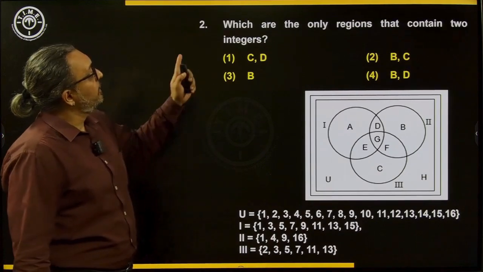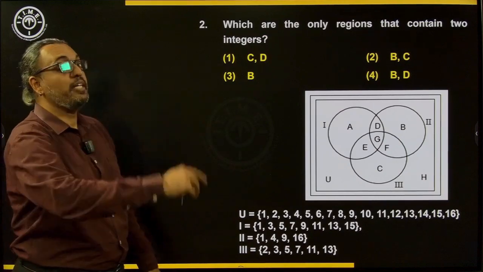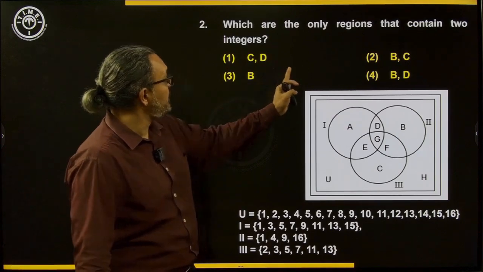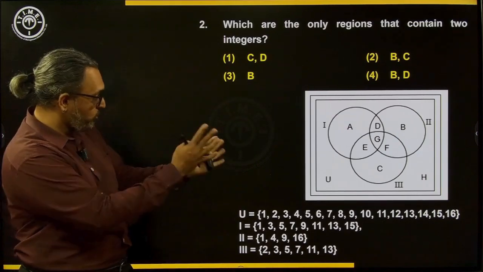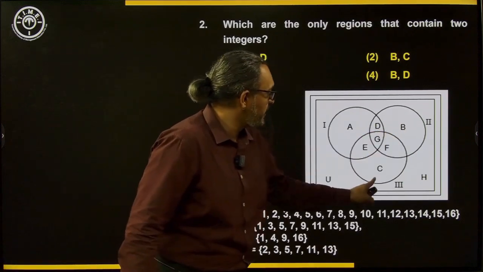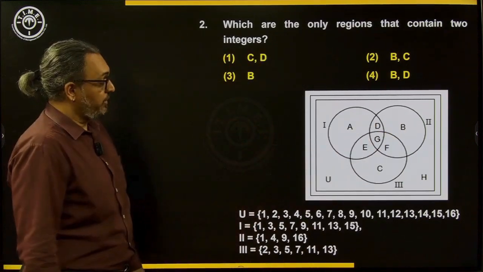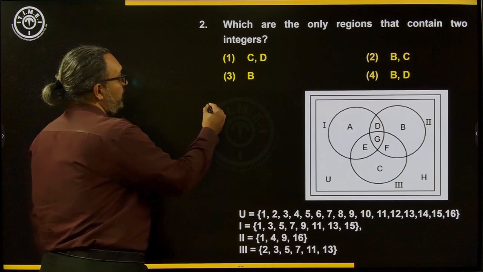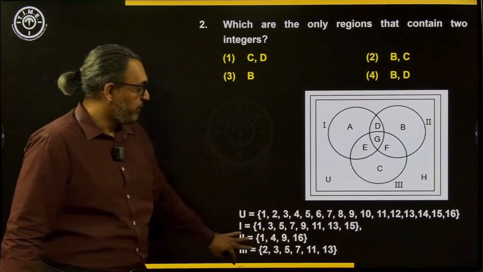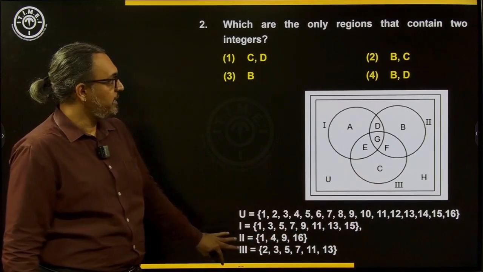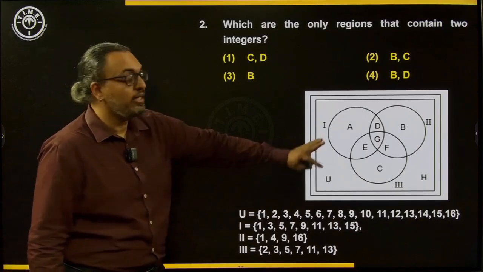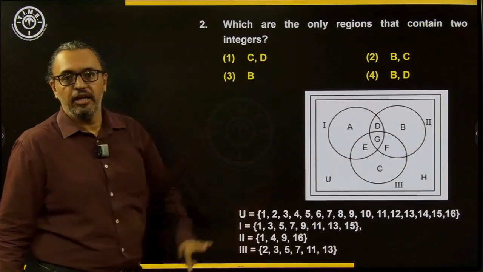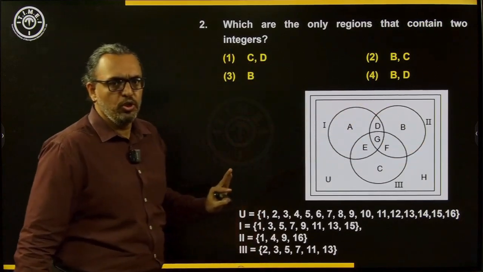Next, which are the only regions that contain 2 integers? We have B, C, D. These are the only 3 we have. Because 3 is prime numbers, let us look at B and D first, because the numbers are lesser in that. B and D appear in 1 and 2, especially B appears in 2.